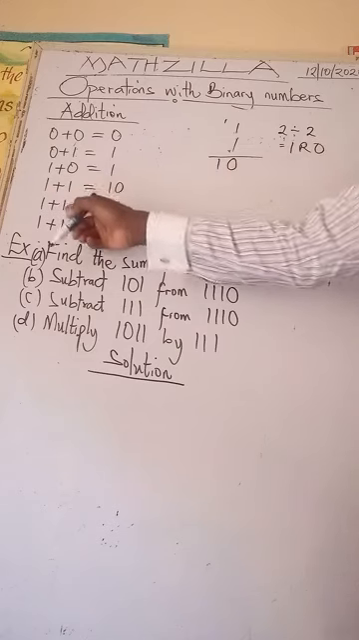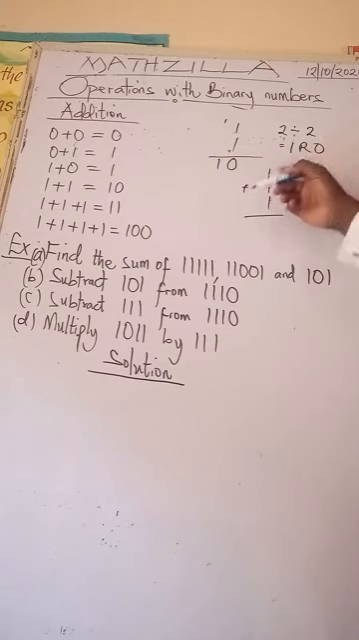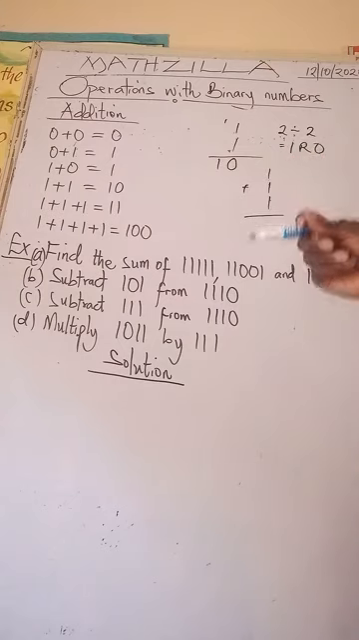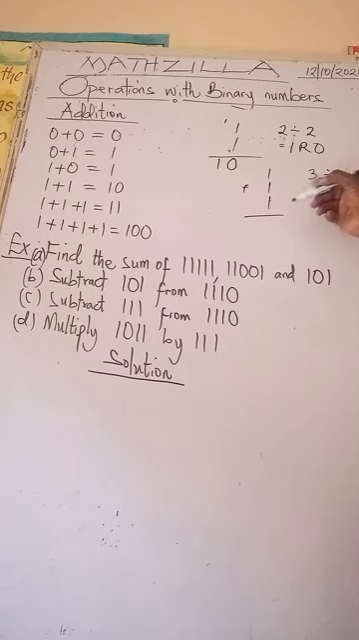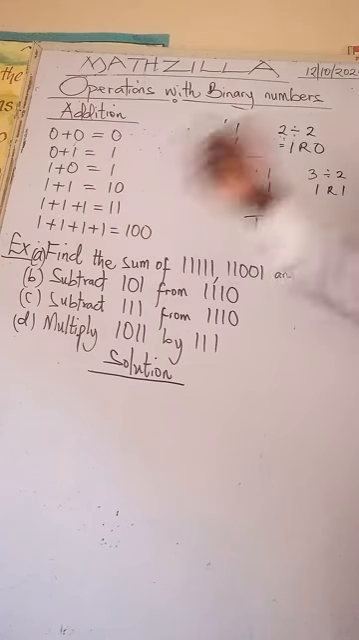Then 1 plus 1 plus 1. Normally, 1 plus 1 plus 1 is 3. But we can't write 3. You say 3 divided by the number base, which is 2. 3 divided by 2 is 1, remainder 1. So you write down this 1 and take this 1 here. Since there is nothing, you bring it down. So 1 plus 1 plus 1 gives us 1, 1.